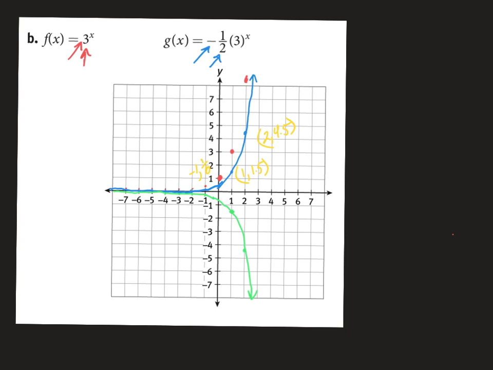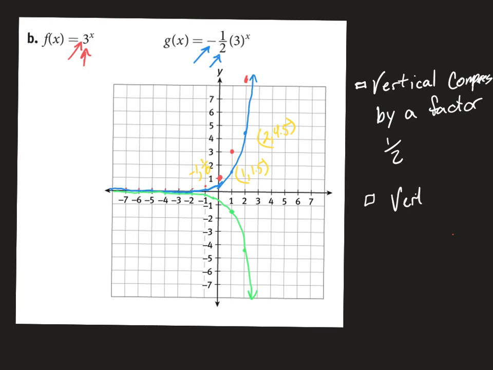This was the tripling family, so the way we would describe this is a vertical compression by a factor of 1/2, and a vertical reflection. And you could say across the x-axis.